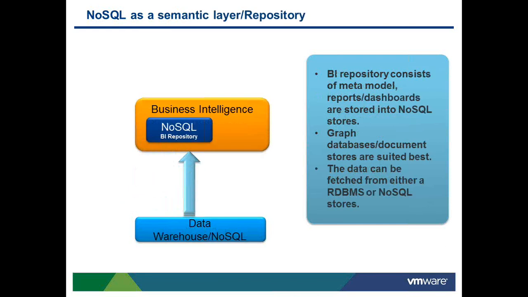The next one is using the NoSQL as a semantic layer or repository. Here we talk about a regular data warehouse or a NoSQL-based data warehouse, which is talking to BI, but the BI actually has its repository based on the NoSQL store. That means the semantic layers, the metadata, as well as the BI artifacts will be stored directly in the NoSQL, which will give more freedom as well as faster access to those reports. And as and when the BI repository grows, we can also scale the NoSQL.